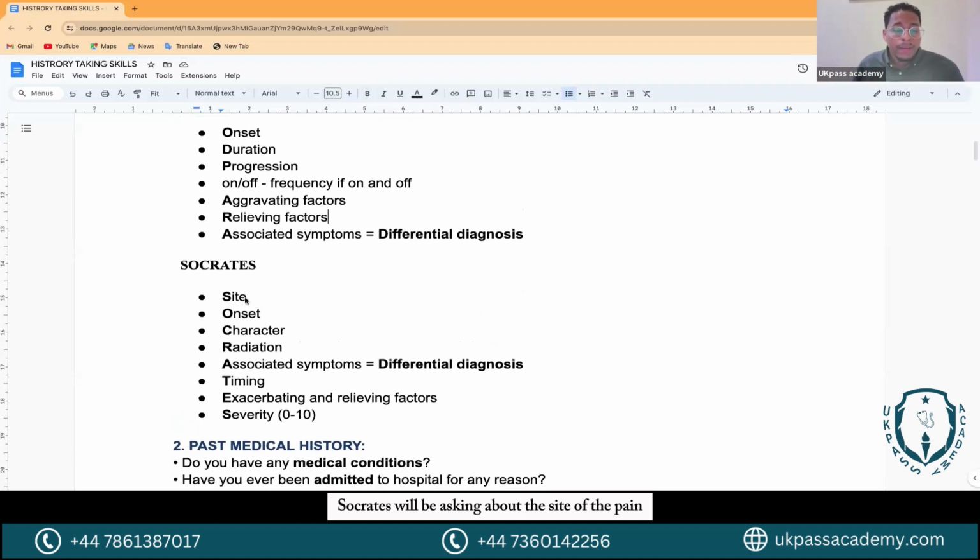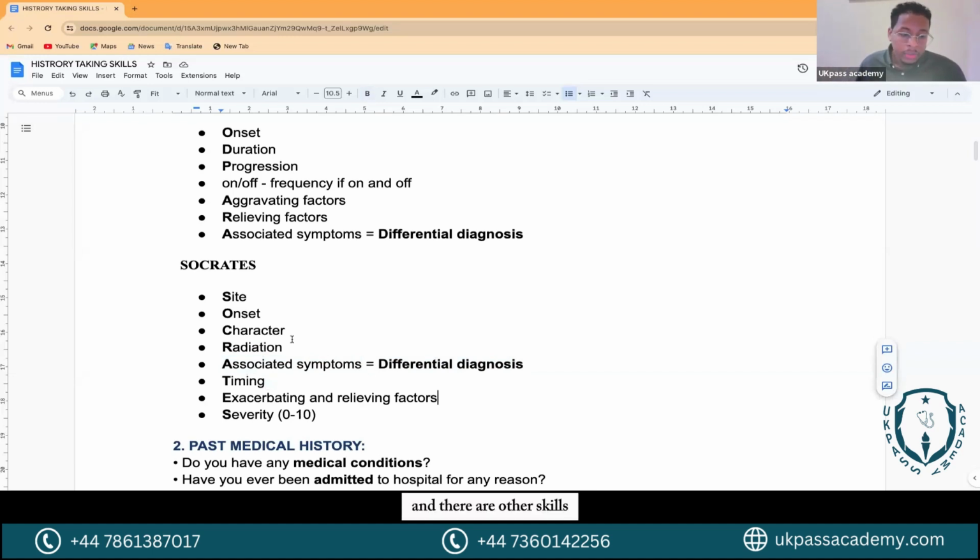SOCRATES will be asking about the site of the pain, the onset of the pain. How can you describe the pain? So where's the pain exactly? Can you point with one finger? And how did it begin? Did it begin suddenly or gradually? Character, can you describe the pain? And does your pain go anywhere? Now, associated symptoms, you can ask, have you noticed any other symptoms? But usually by doing your DDs, you can obviously cover that.